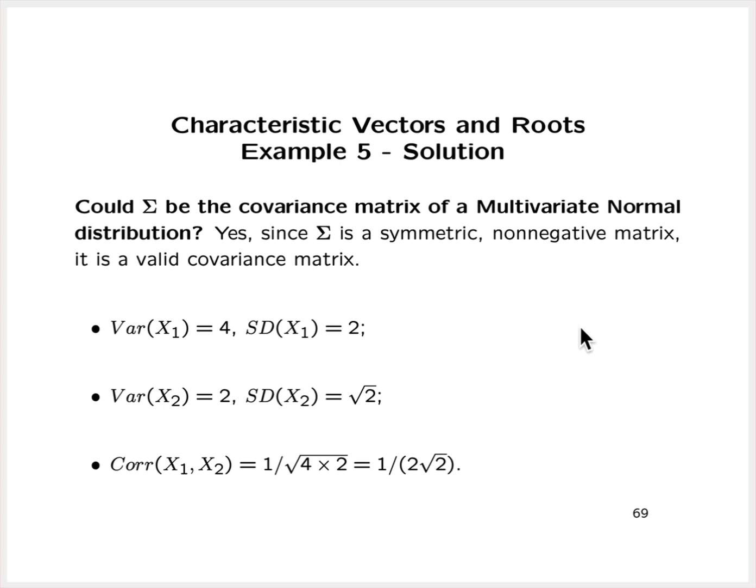Could cap sig be the covariance matrix of a multivariate normal distribution? Yes, it could. Because cap sig is square, because it's symmetric, and because it's a non-negative matrix, it is a valid covariance matrix.